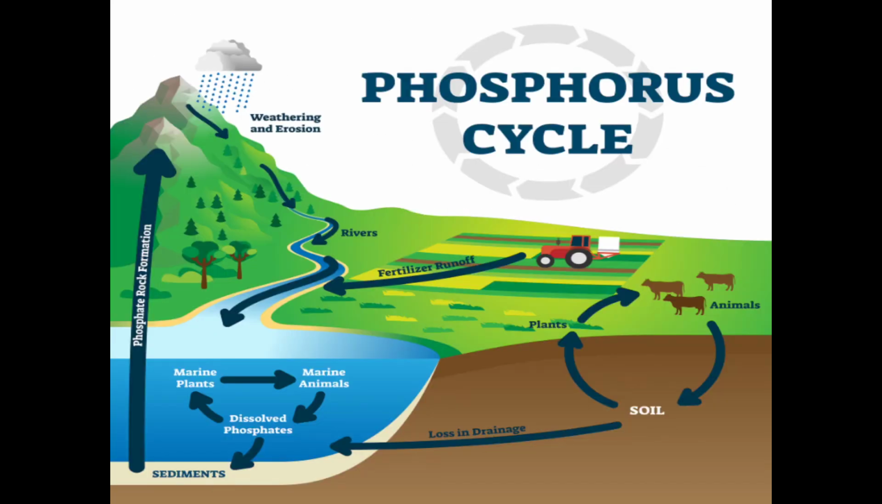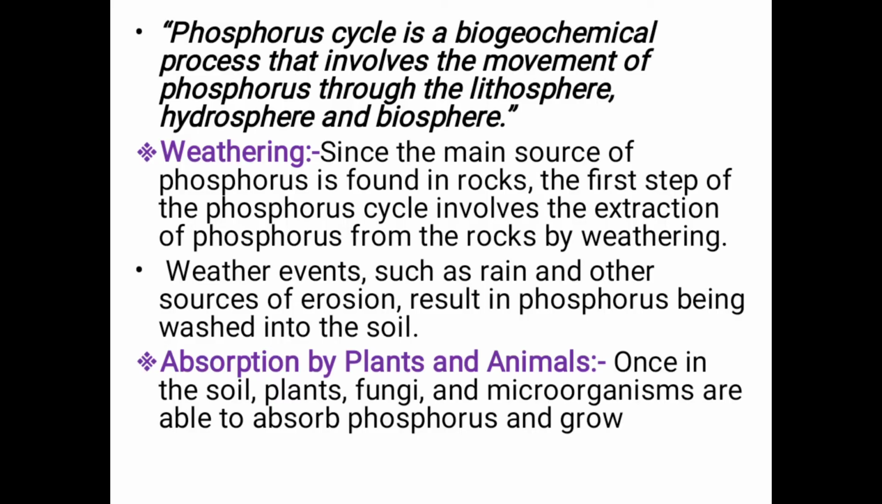And next one is the phosphorus cycle. The phosphorus cycle is a biogeochemical process that involves the movement of phosphorus through the lithosphere, hydrosphere and biosphere. There are three steps. First one is weathering. Since the main source of phosphorus is found in rocks, the first step of the phosphorus cycle involves the extraction of phosphorus from the rocks by weathering.